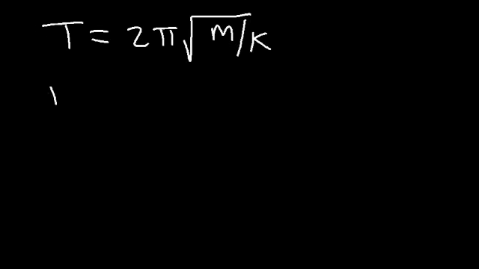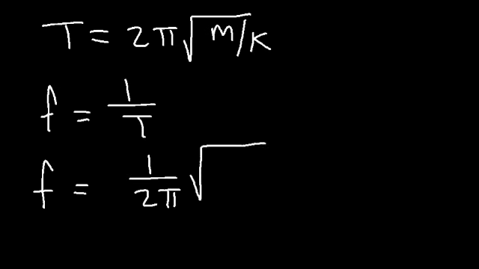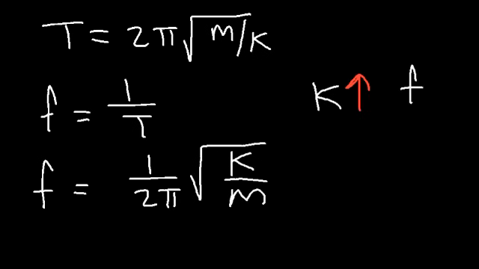Now going back to this equation, there's one more equation that you need, and that is frequency. Frequency is 1 divided by period. So the frequency is going to be 1 divided by 2 pi times the square root of k divided by m. So this time, if you increase the k value, if you increase the spring constant, a greater force is required to stretch or compress the spring, which means that there's going to be a greater acceleration, which means that it's oscillating faster. And because it's oscillating faster, the frequency will increase.